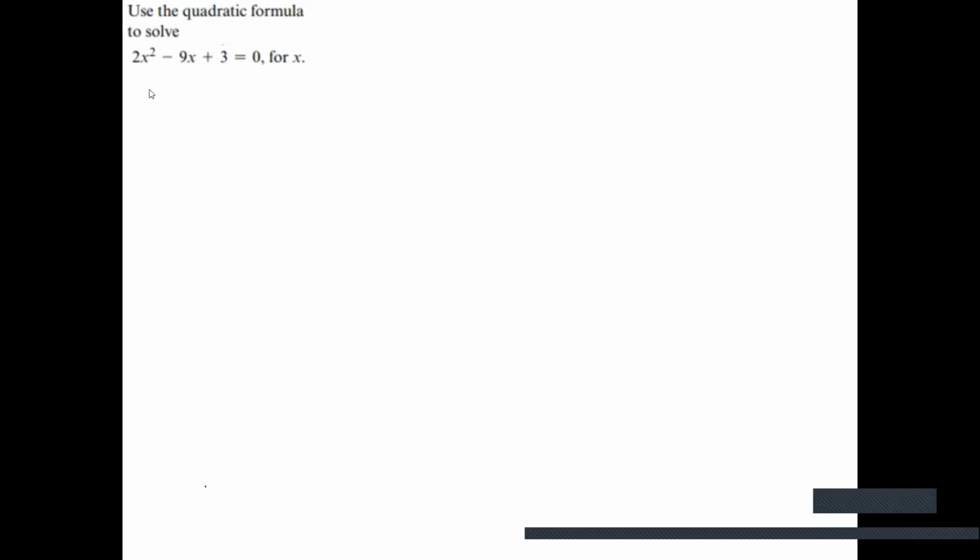Okay, so what I have, A is 2, B is minus 9, C is 3. D is B squared minus 4AC, so minus 9 squared minus 4 times 2 times 3. Let's calculate. 57.